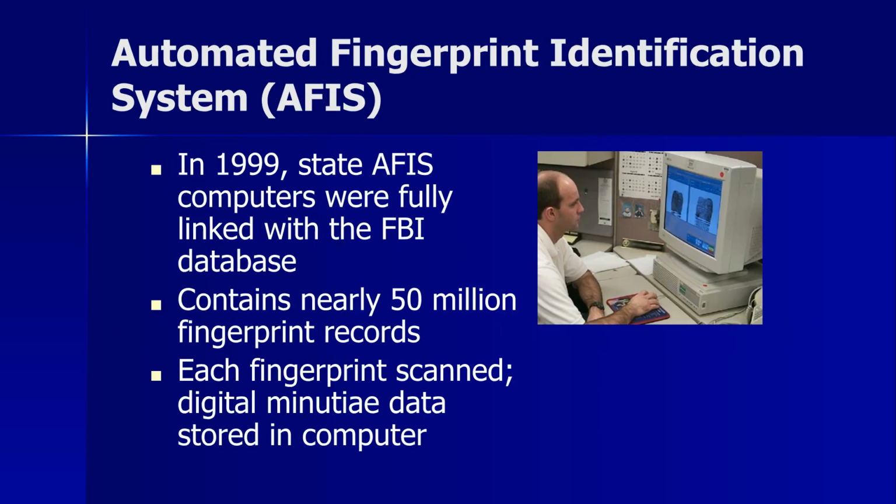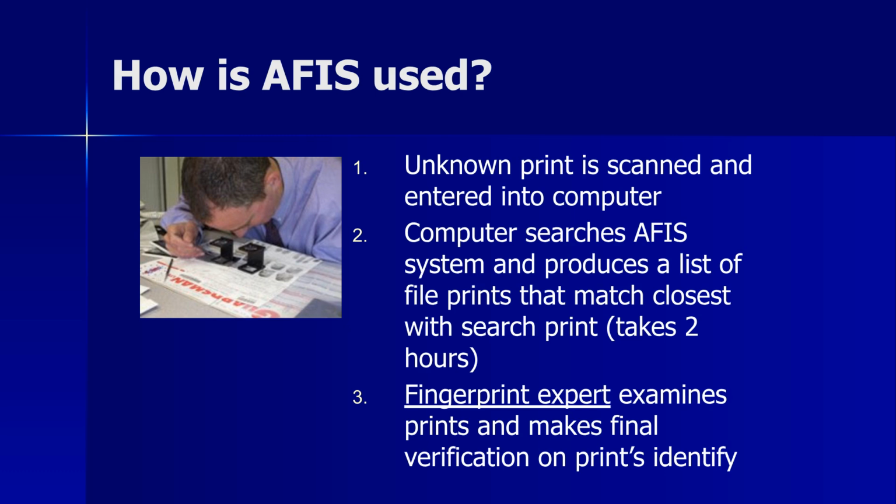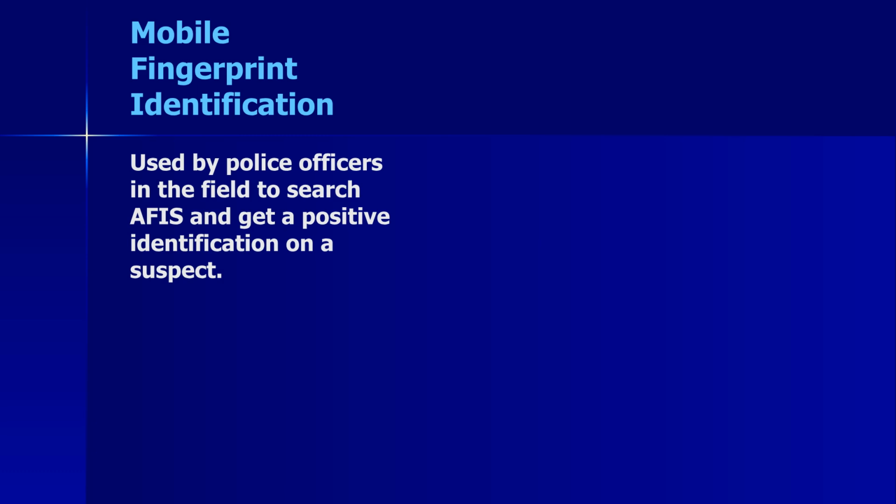The Automated Fingerprint Identification System, or AFIS, links state computers with the FBI database. It contains nearly 50 million records and stores digital minutia data for each scanned print. AFIS is used by scanning an unknown print, which the system searches to produce a list of close matches. A fingerprint expert then makes the final verification of identity. Mobile fingerprint identification allows police officers in the field to search AFIS quickly, enabling positive identification of a suspect on the spot.